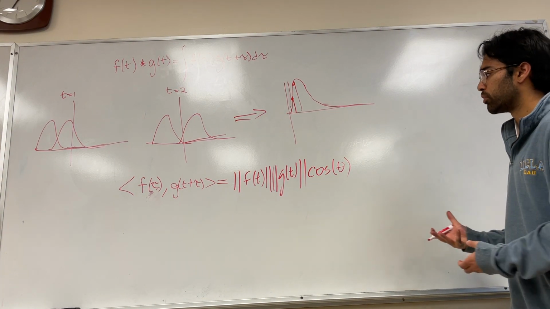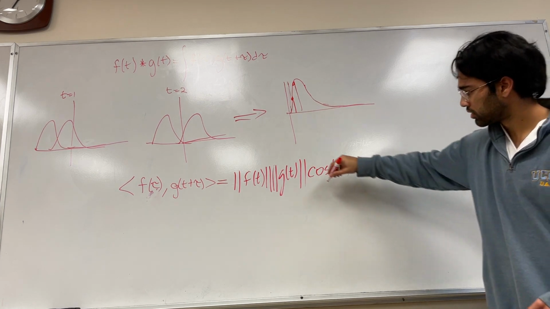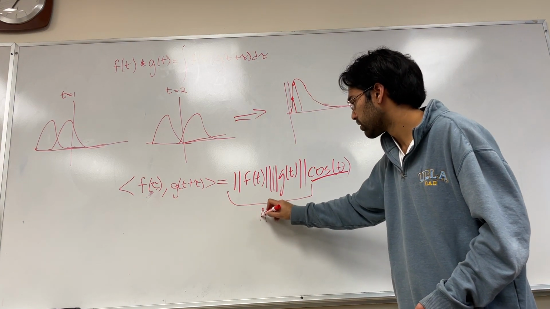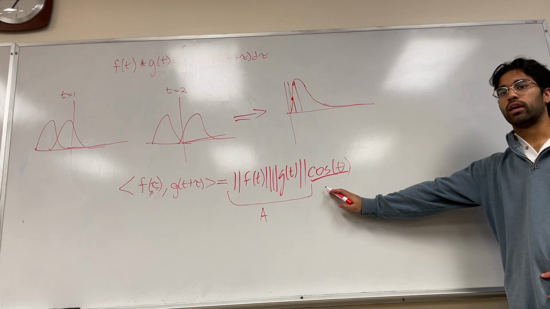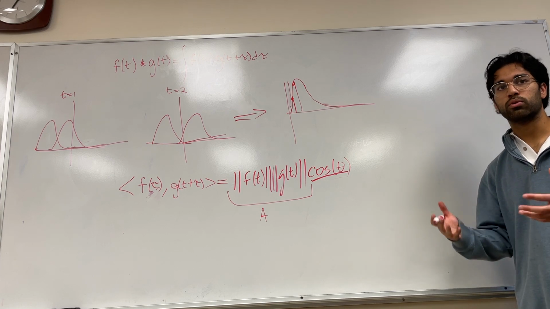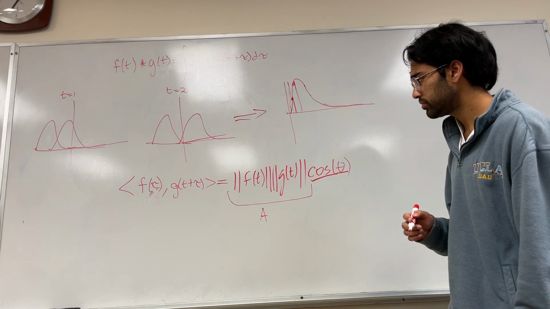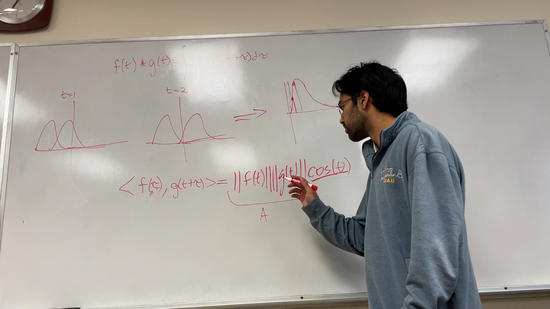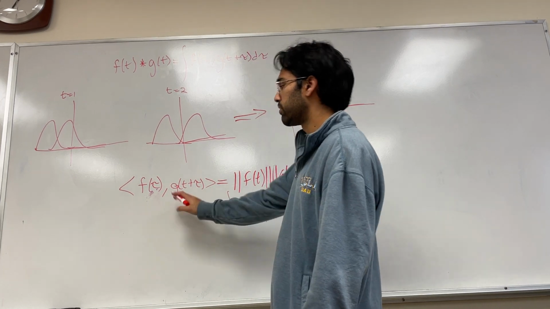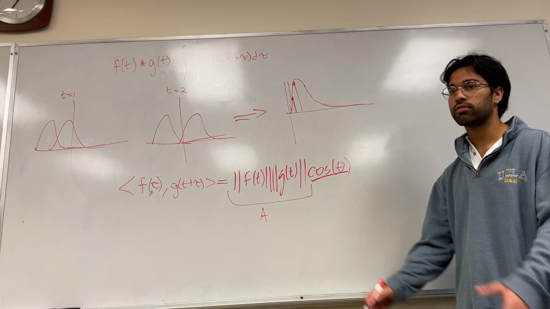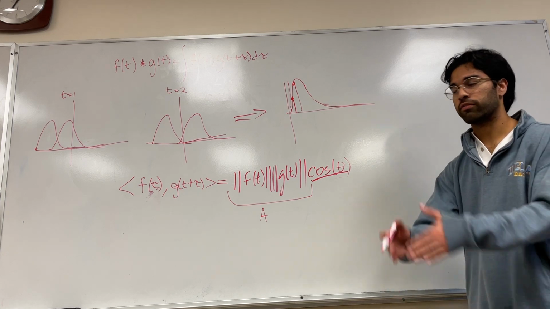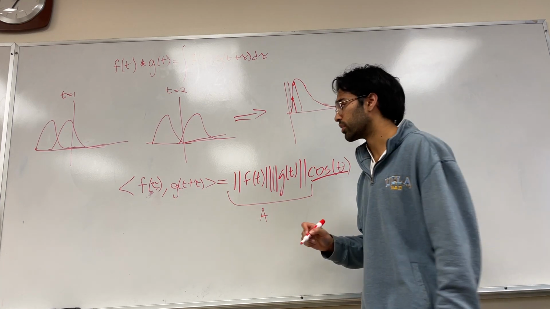The reason we really care about dot products is because of this cosine part. You have some constant, we'll call it A, times a cosine. And the cosine tells us the similarity, how well these two things line up together. So, for example, if g of t plus tau equals f, then that's the maximum. They're very similar, and you're going to have a spike in your cross correlation.